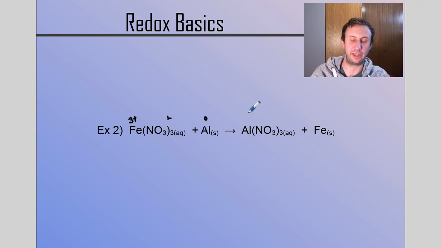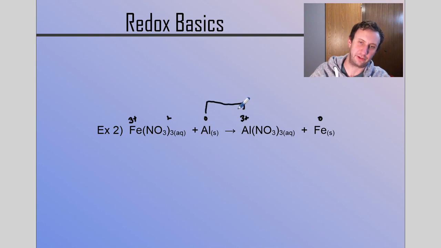But for now, we're just looking at elements and ions, right? So here on aluminum, I have 3 positive, and then on the iron as an element, I have a charge of 0. So going from aluminum to aluminum, this went from 0 to 3 positive. It got more positive, so this is oxidation, right?